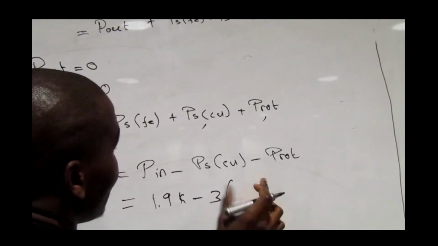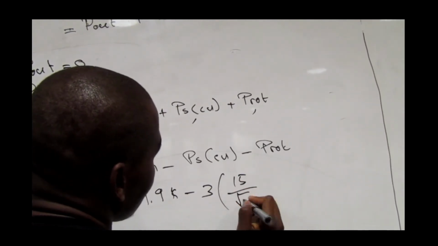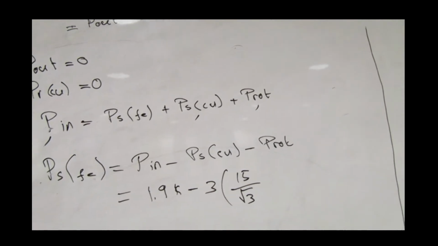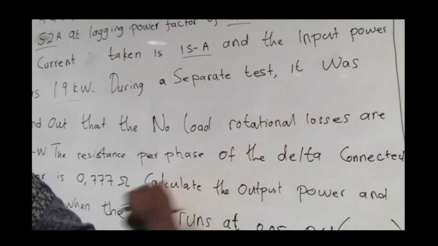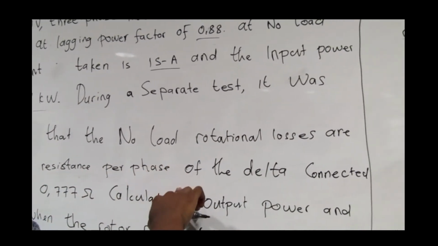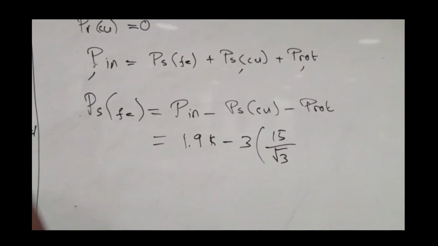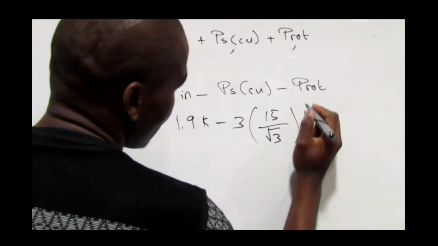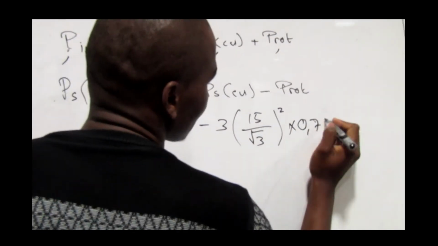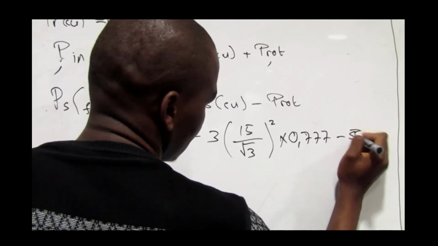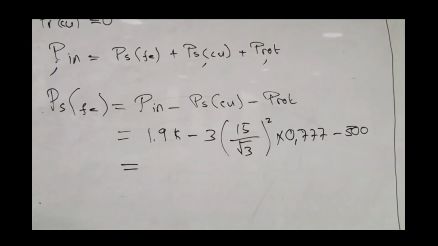And then we have I at no load, the current was given as 15 amps divided by root 3. The reason for this is that, if you can remember, at no load the rotational losses are 500, and they said the resistance per phase of a delta is 0.777. The reason why I'm dividing by root 3 is that they said per phase of a delta, which means we are dealing with the delta here. It's squared times the resistance, which was given as 0.777, minus the rotational losses, and then our answer is expected to be, okay, let me just take my calculator.